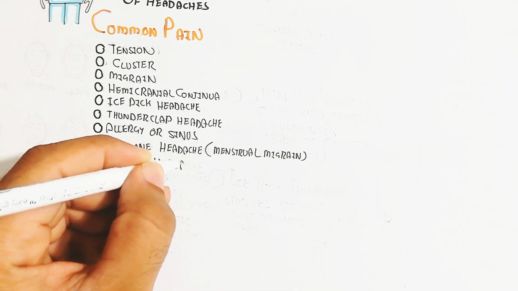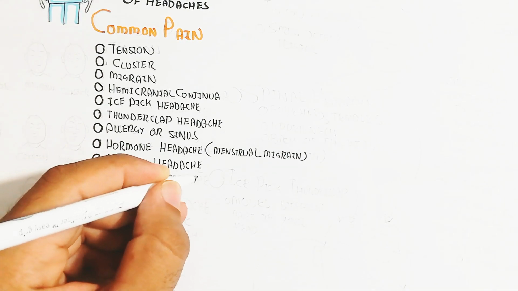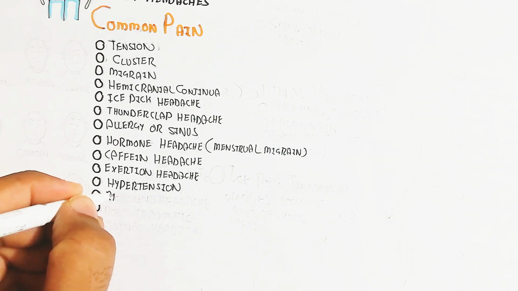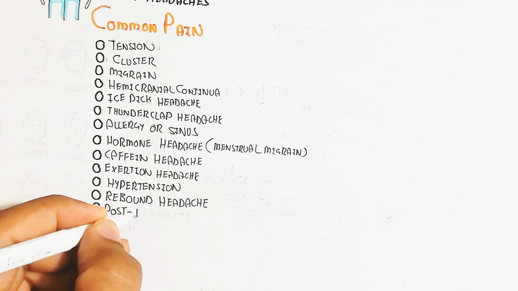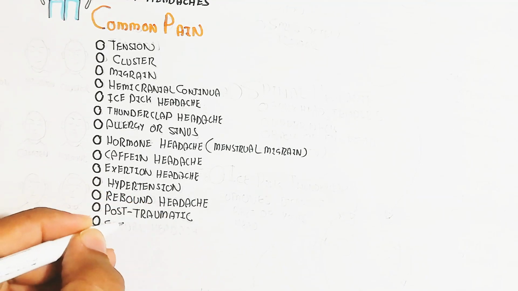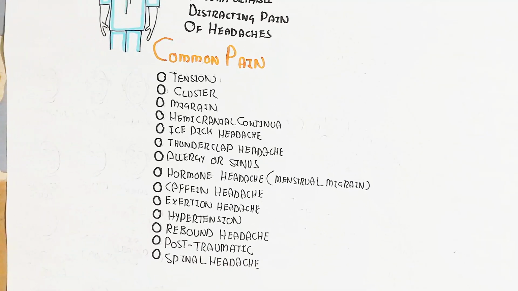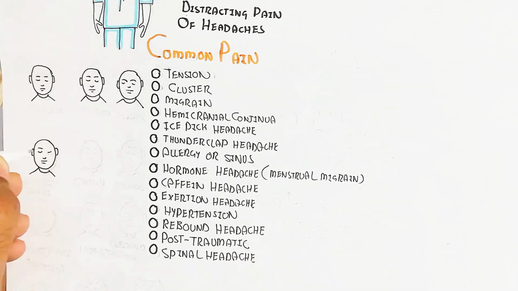Allergic or sinus headache is due to sinusitis, which causes a headache in the front of the head. On the other hand, the hormonal headache is the menstrual migraine. There is also caffeine headache from overconsumption of caffeine, exertion headache, hypertension, rebound headache, and post-traumatic as well as spinal headache.